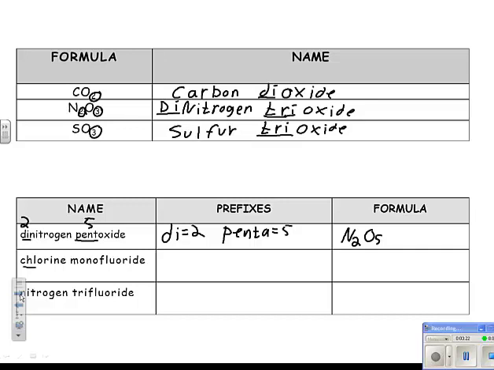Chlorine, so we don't have anything there, so we know we have 1 chlorine. Monofluoride, so there we go. The only real thing is mono here. So chlorine is Cl. We have 1 there, so that's all we need. Mono is 1, so we have 1 chlorine and 1 fluoride. ClF.